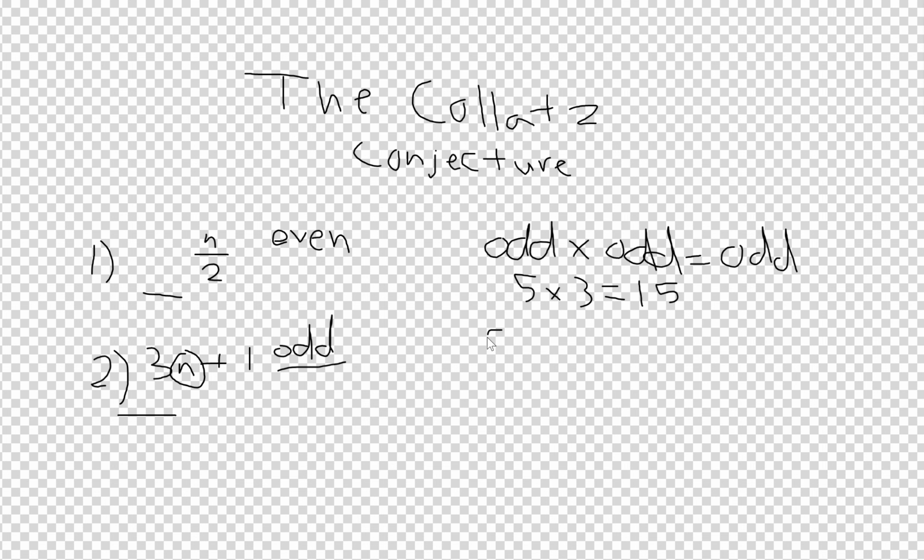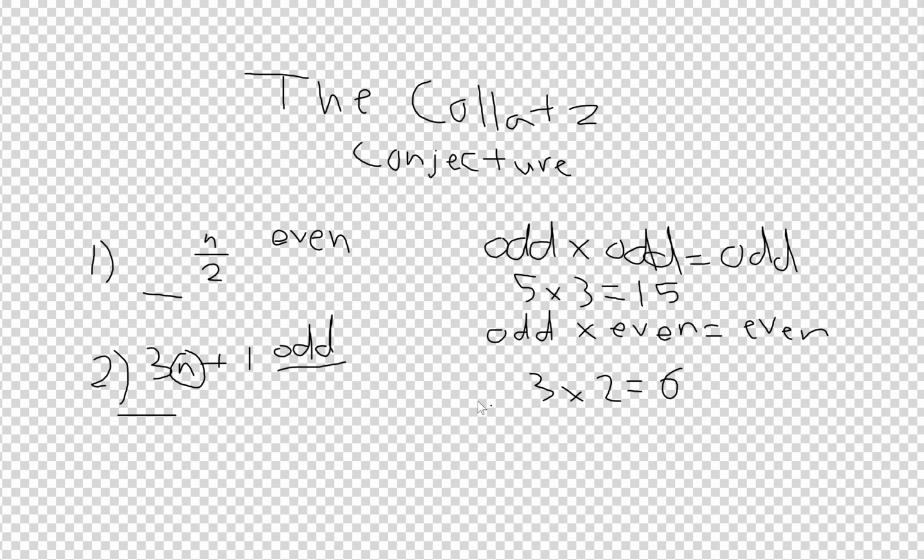However, if you have an odd number, you times that by an even number, you will always result in an even number, such as 3 times 2, which is 6, 27 times 4, and much more.